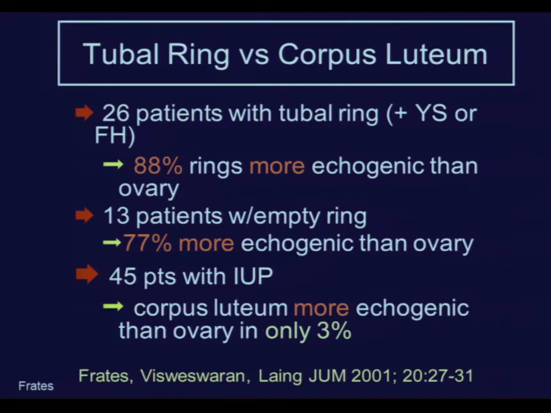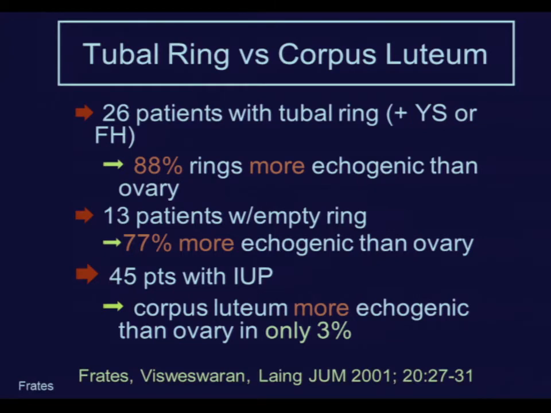So what this case brings up is whether we can use sonographic characteristics to differentiate between the tubal ring and the corpus luteum. We took a look at this a few years ago at the Brigham, and we compared patients with tubal rings to patients with intrauterine pregnancies and the corpus luteum. And what we found was that 88% of our tubal rings that had yolk sacs or heartbeats were more echogenic than the ovarian parenchyma.